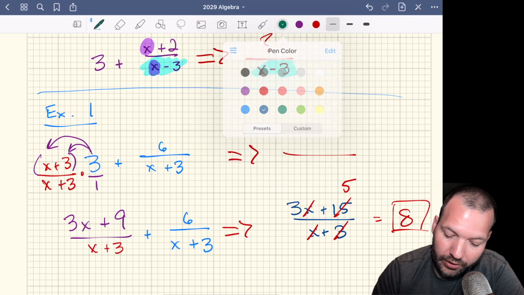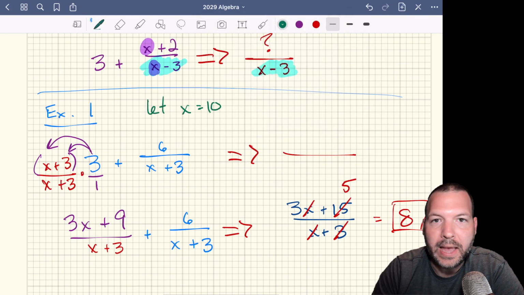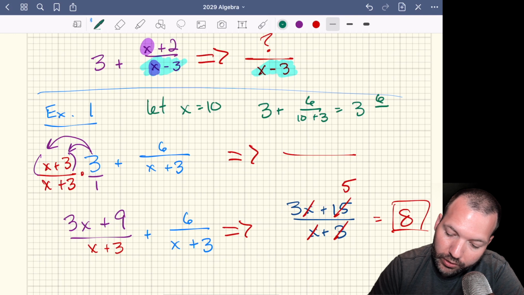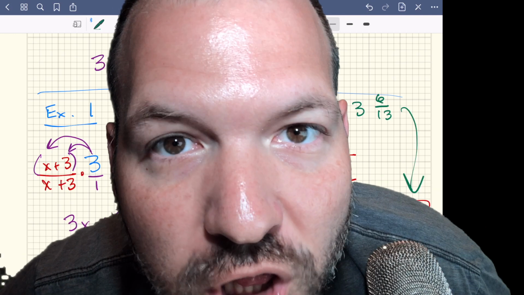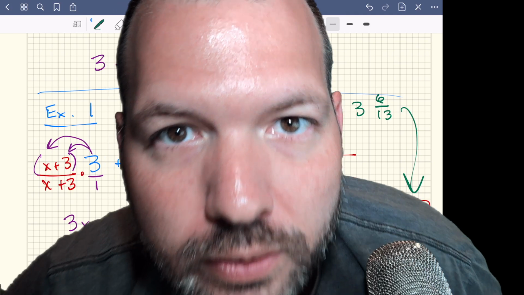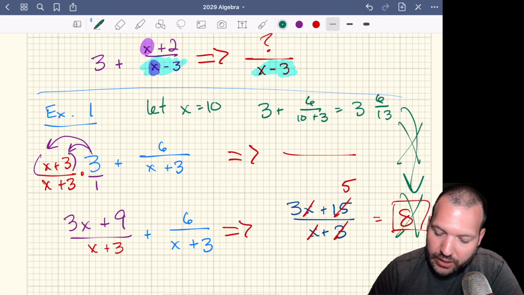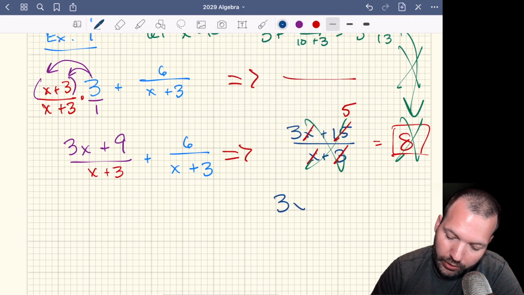If we go back here and we say, let x equal 10, right? Then this would be 3 plus 6 over 10 plus 3, right? Or the mixed number, 3 and 6/13. Does that look like 8 to you? No, that's not the same as 8, right? This is not the proper way to cancel. This is going to get you in trouble.